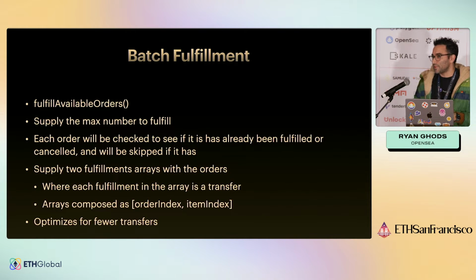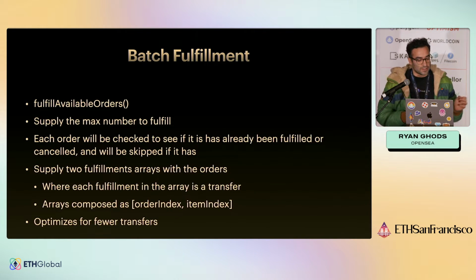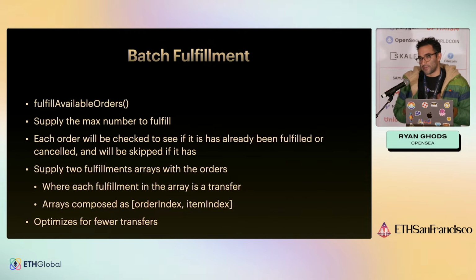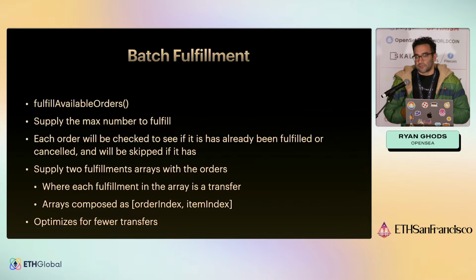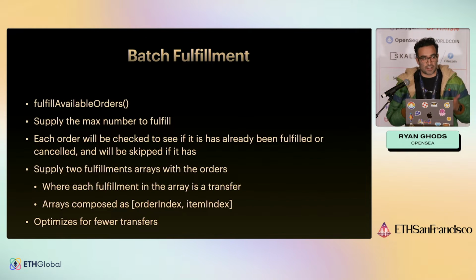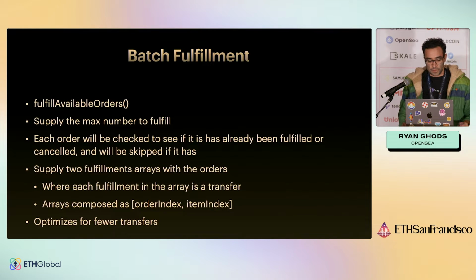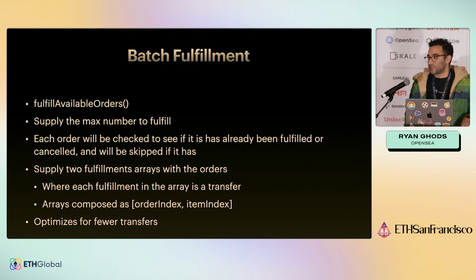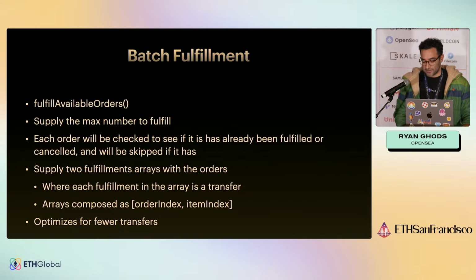For batch fulfillment, there's fulfillAvailableOrders, where you supply a number of orders and you supply the max amount you want to fill. This is helpful if, for example, you put in 10 floor orders and you say, I'd like up to 5 of these. Then, if certain ones are taken during the processing, you can still allow the transaction to go through. And with fulfillAvailableOrders, you supply a fulfillment array, which optimizes for fewer transfers, which also helps on the gas usage.